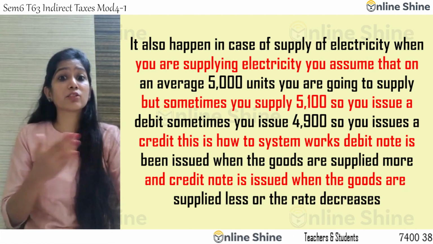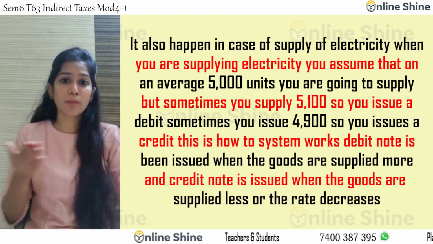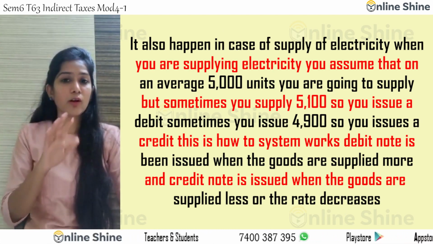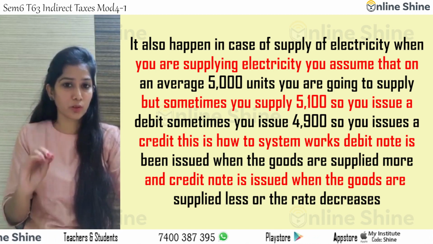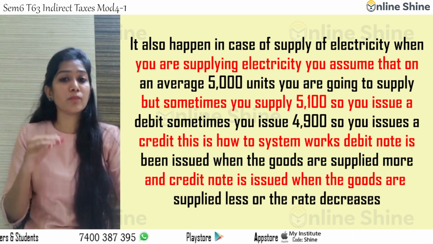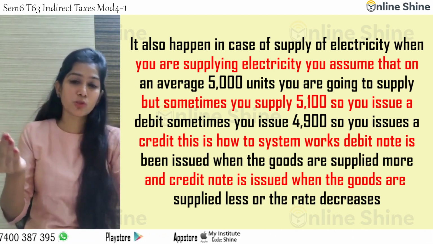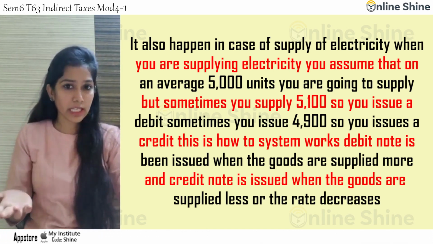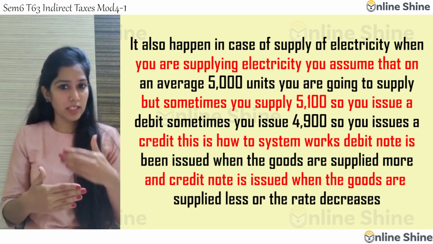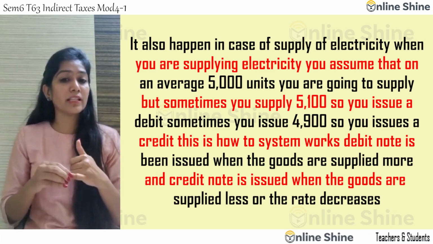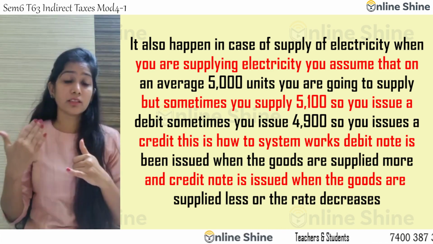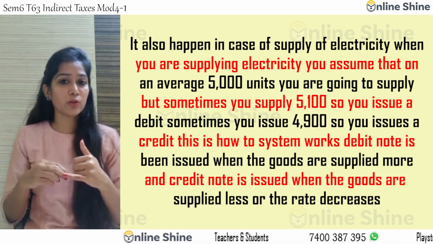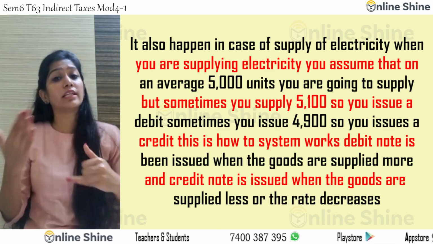It also happens in case of supply of electricity. When you're supplying electricity, you assume that on an average 5000 units you are going to supply. But sometimes you supply 5100, so you issue a debit note. Sometimes you supply 4900, so you issue a credit note. This is how the system works. A debit note is issued when the goods are supplied more or the rate increases. When do you issue a credit note? When less quantity is supplied or the rate decreases.